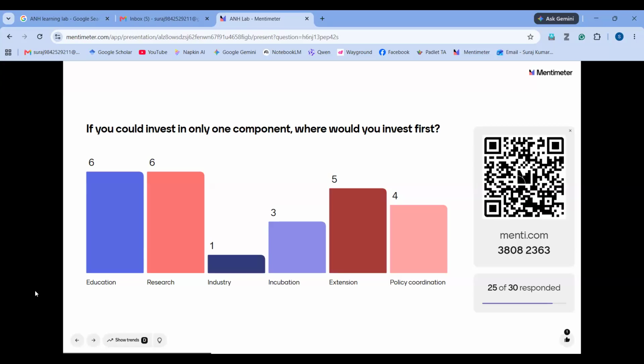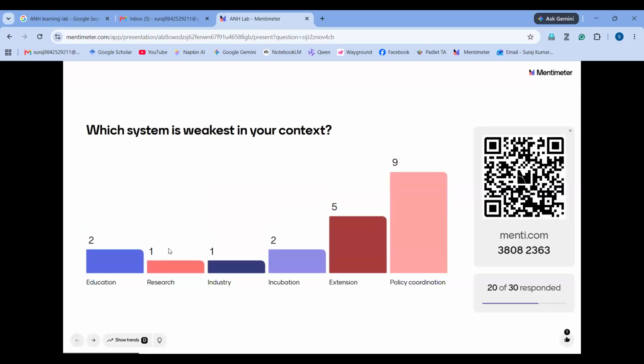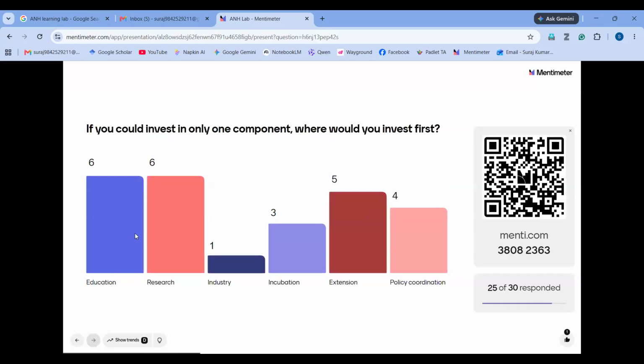So there is a system gap, and then there is a gap on investments, and there's a gap in understanding where the investment should be made, what is the weaker section, and which weaker section should be prioritized for innovation. So this might be the reason why, as we saw in our first question, the innovation doesn't reach the farmers. Most of us said that it is because they are not co-created. It means that there is a weaker linkage between extension and the farmers.